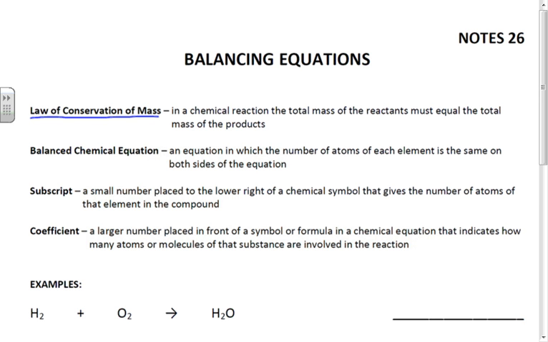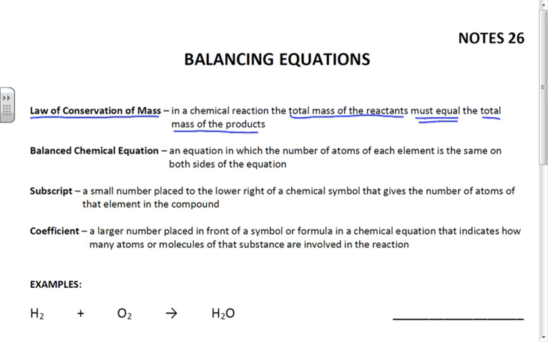And it's exactly what it sounds like. If you conserve something, you save it or you keep it. So the law of conservation of mass means that the mass will stay the same. It will be kept the same across the reaction. And so the total mass of the reactants must equal the total mass of the products.